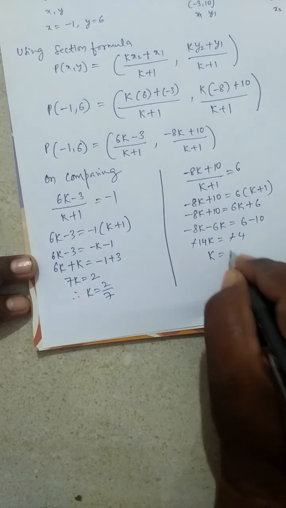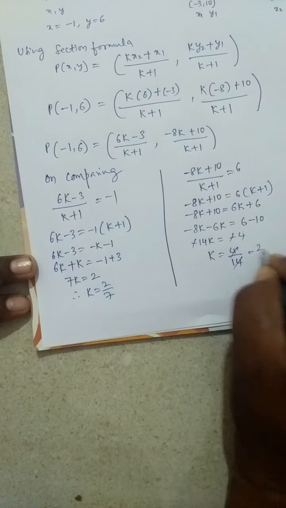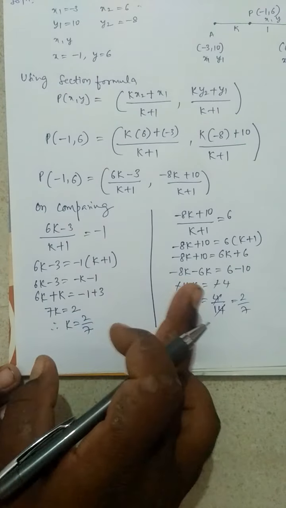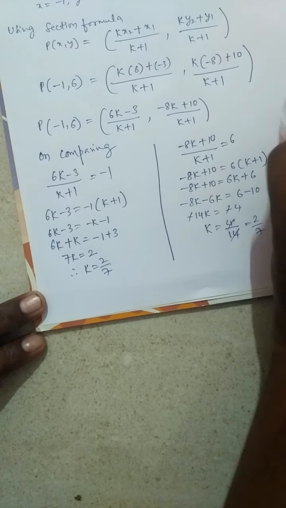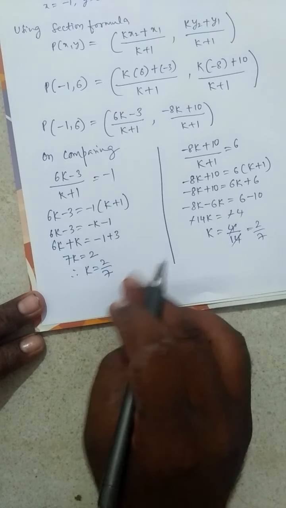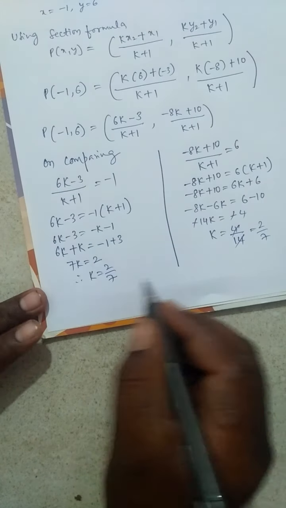Then what happens? k is equal to 4 by 14. If you simplify this, it will become 2 by 7. However, you have to simplify. After comparing both results, we are going to get 2 by 7 only. So what you have to write here? k is to 1. k is to 1 means 2 by 7 is to 1. See here how to write. It will become 2 is to 7.